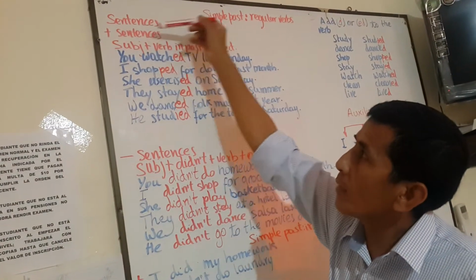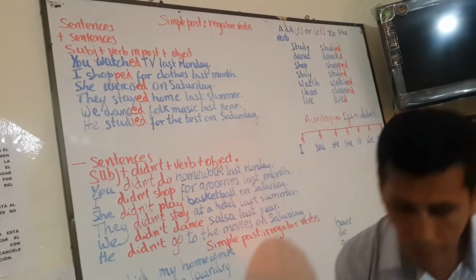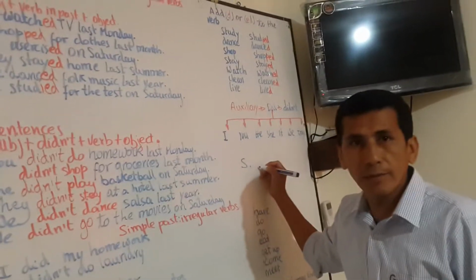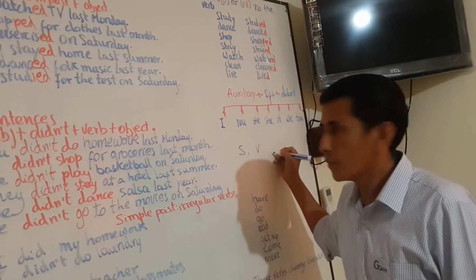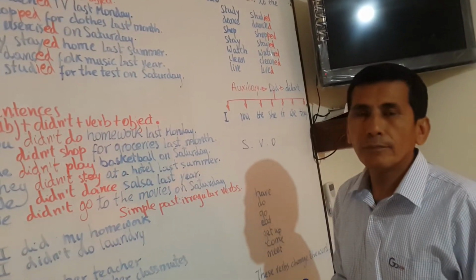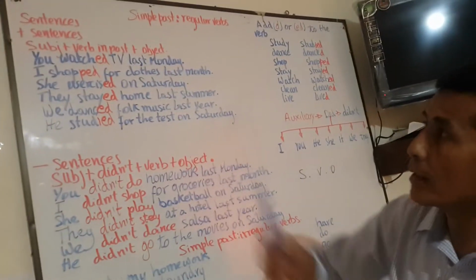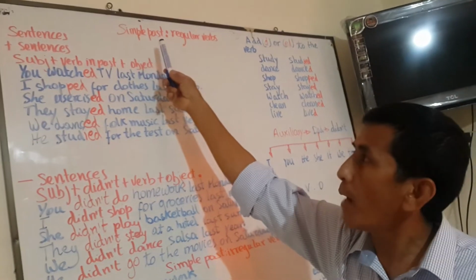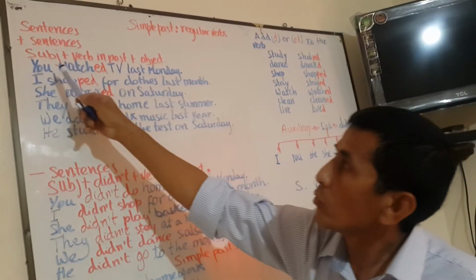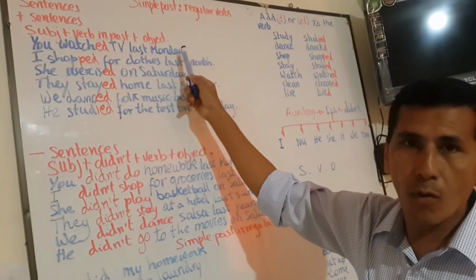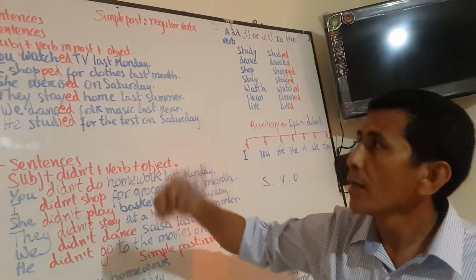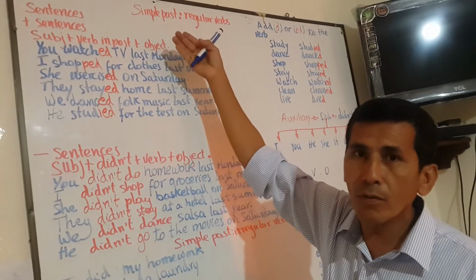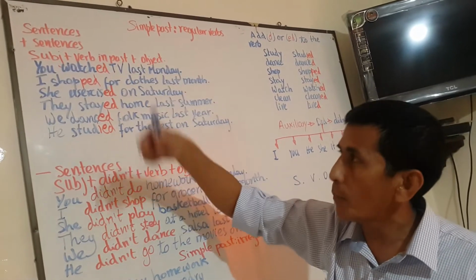Now, let's go to the sentences. Here we have affirmative sentences. When you are going to work with a sentence, remember that in English it's obligatory to always use subject, verb, object. So that is the structure we have here. Subject, the verb in past, in this case because we are studying simple past, plus object. So, you watched TV last month. How do I know that the sentence is in past? Because the verb has ed and the time expression is last month, which is a time expression for past.